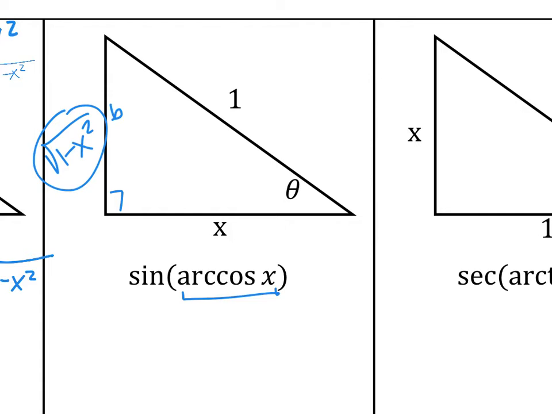Now, using this triangle that has a cosine of x, what is the sine of that angle whose cosine is x? In other words, what's the sine of theta? Well, the sine of theta is opposite over hypotenuse, and the opposite is the square root of 1 minus x squared.